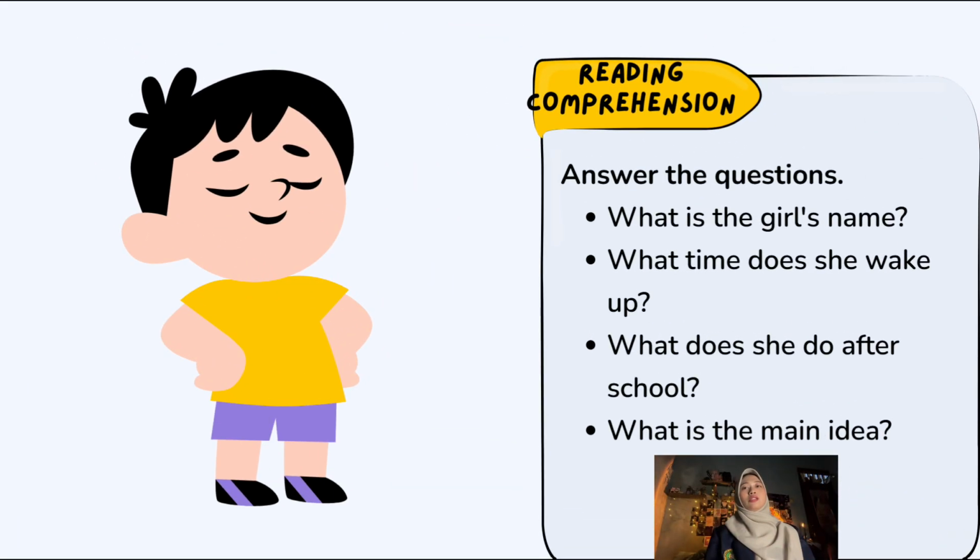For reading comprehension, after reading the text, students answer several comprehension questions. For example, what is the girl's name? What time does she wake up? And what does she do after school? What is the main idea of the text? These questions measure students' understanding of both general and specific information.